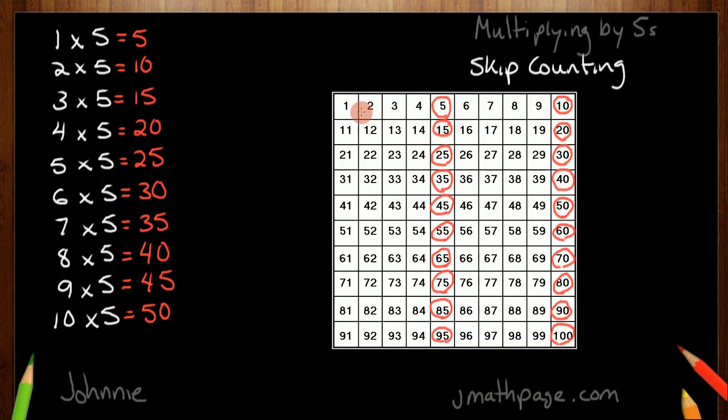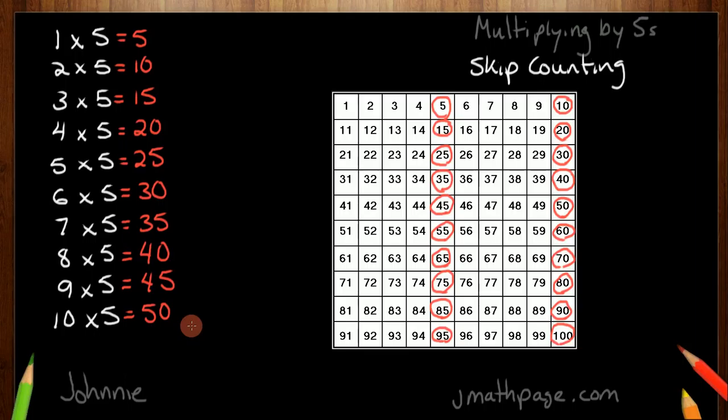And 5s never make any of the other ones as their last digit. There's only going to be a 5 at the end of a multiple of 5, or a 0 at the end of a multiple of 5. And that's useful to know. So let's look at what we have over here. I think we know our multiples of 5 pretty well.